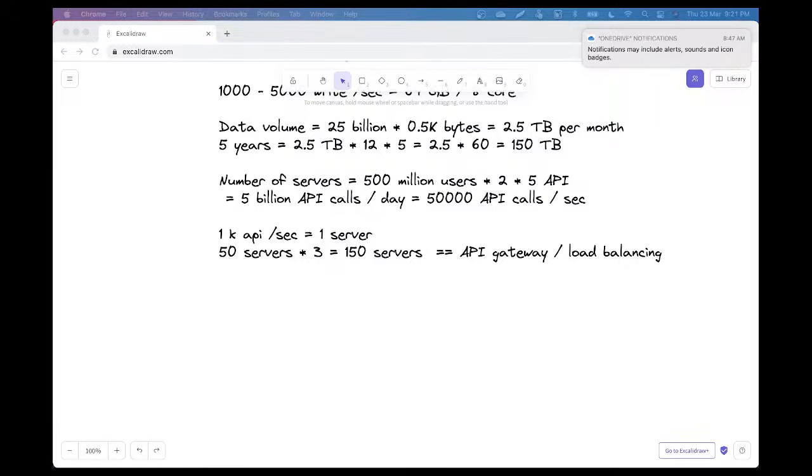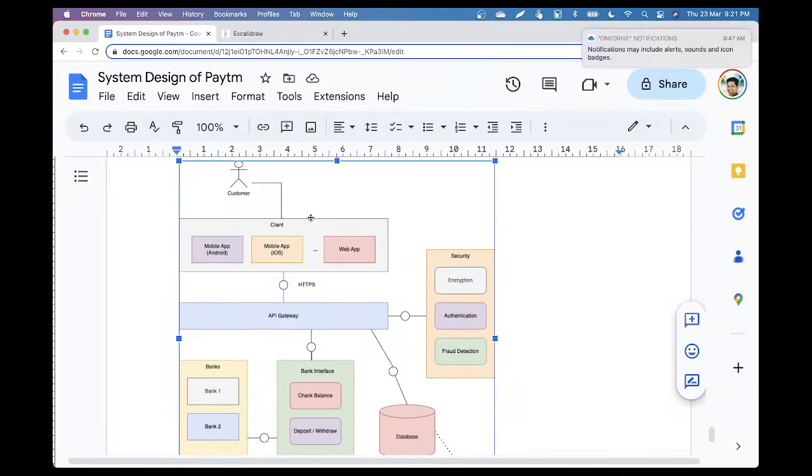Sure. So I'm just sharing this. This is the high level architecture. You have a customer who will be using various clients, which could be Android, iOS, mobile apps or web applications. You make an API call, which goes to the API gateway.